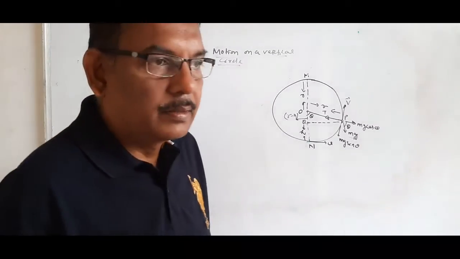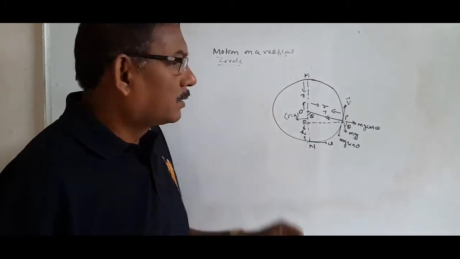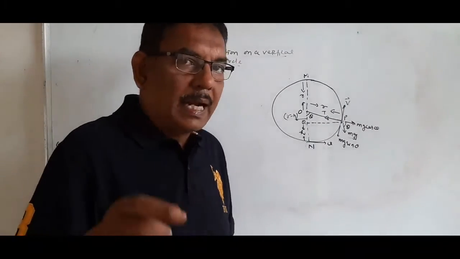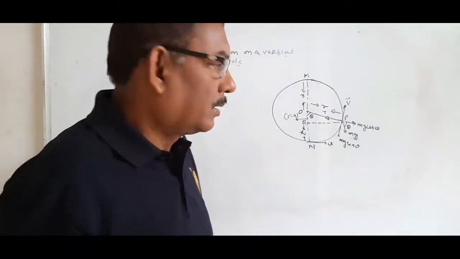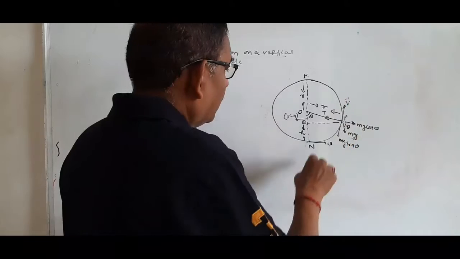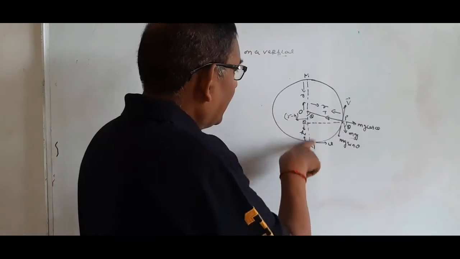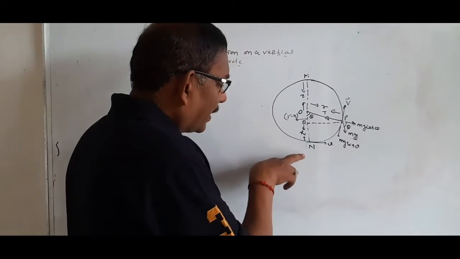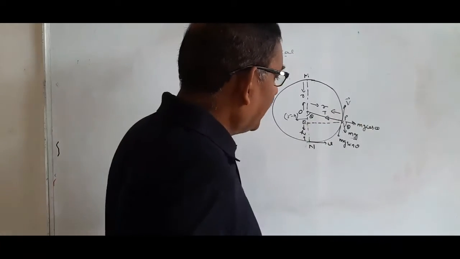Good morning, students. Today I am going to discuss the motion on a vertical circle. A body of mass m is tied to a string at one end and rotating in a vertical circle of radius r, with a lowest point and a highest point. The body passes the point N with velocity u and the point P with velocity v.